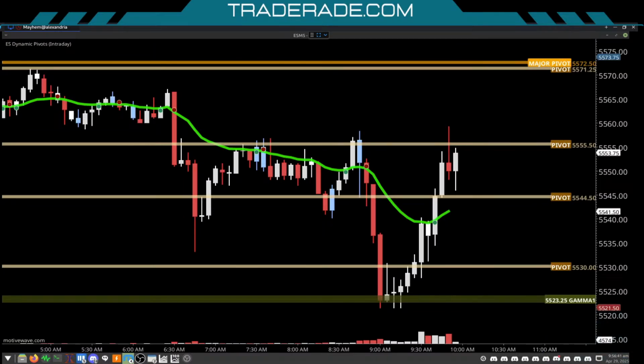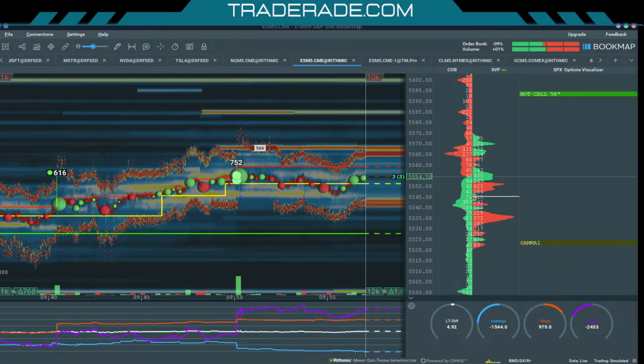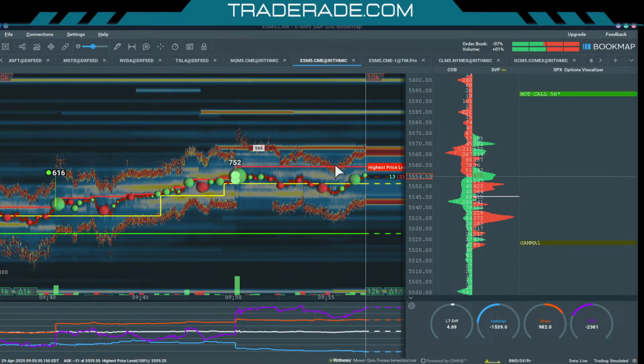And we see price getting back up to that 55.50 pivot ahead of data, just about 3 minutes away here. So we're going to go back into the Bookmap view, but just keep this chart in mind. This pivot at 55.50 is a key level to watch here. And it's not too far from that day's high.